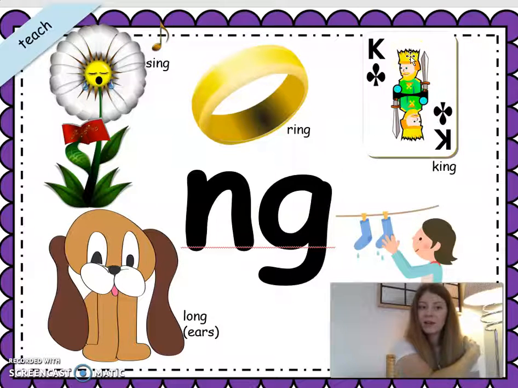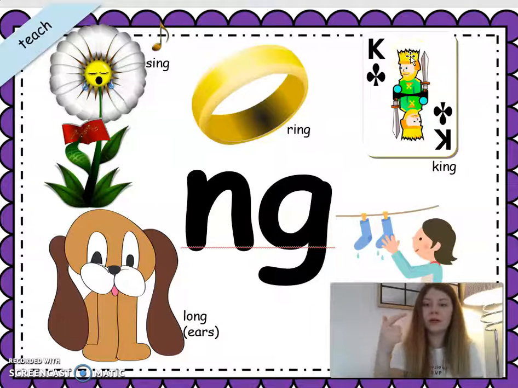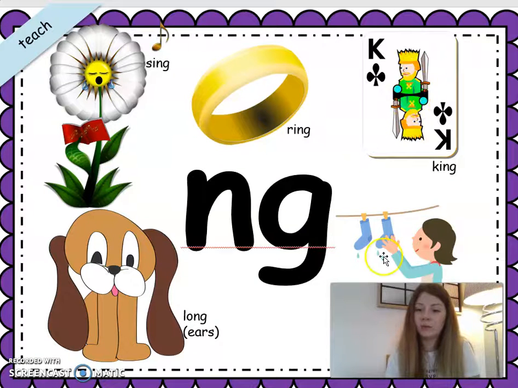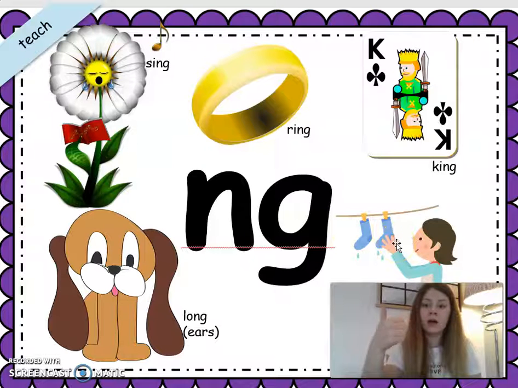Do you know who this is on the picture? That's a king. Let's sound it out. K-I-N-G, king. And then we've got somebody here hanging the washing up. Let's sound out the word hang. H-A-N-G, hang. And then we've got a dog here with very long ears. Let's sound it out. L-A-N-G, long.